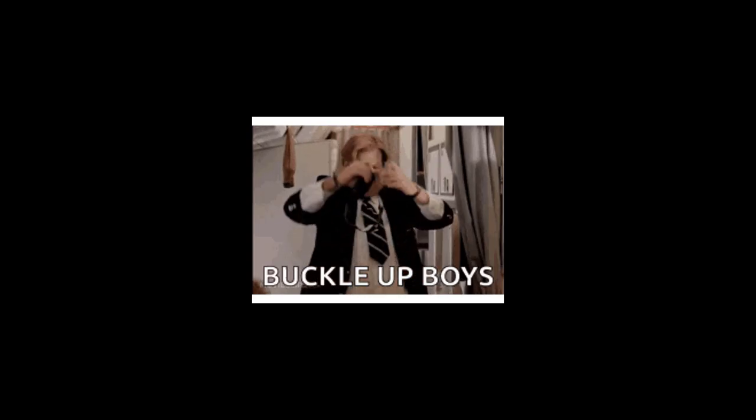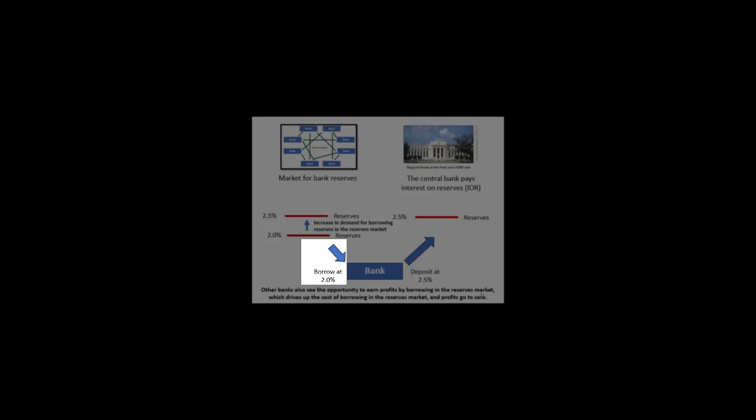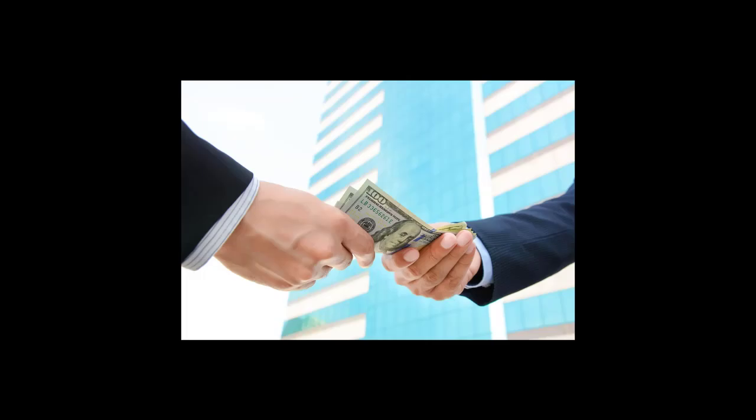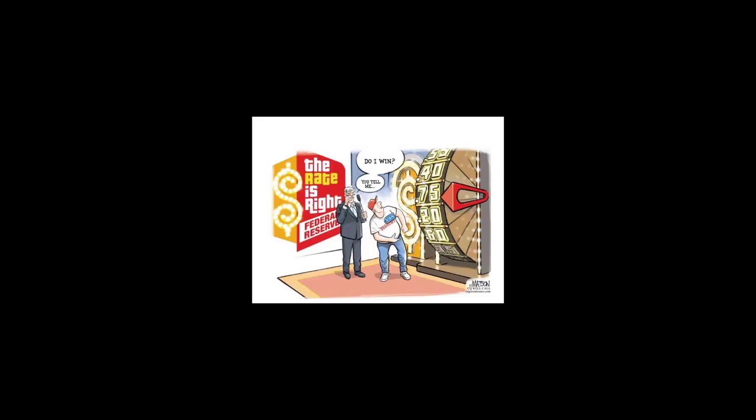Okay, everybody, hold on to your seats because we're going to go over some relationships using specific words. And words are very important in economics. Many banks are going to see this opportunity. They will borrow in the reserves market, that's a market, at the policy rate. So they'll borrow at 2% and deposit it at the central bank, that's a market, to earn the higher interest on reserves rate. They borrowed the reserves at 2%. They're depositing them at 2.5%.